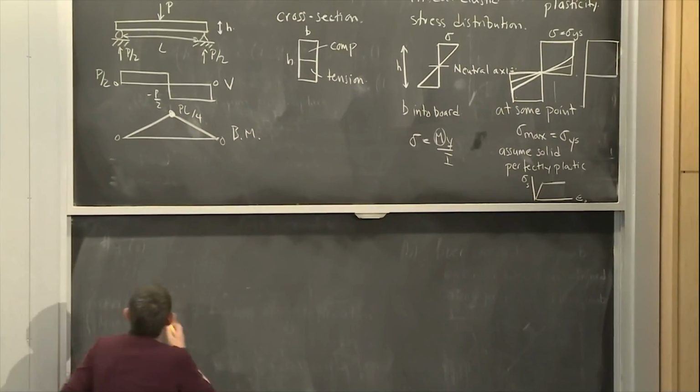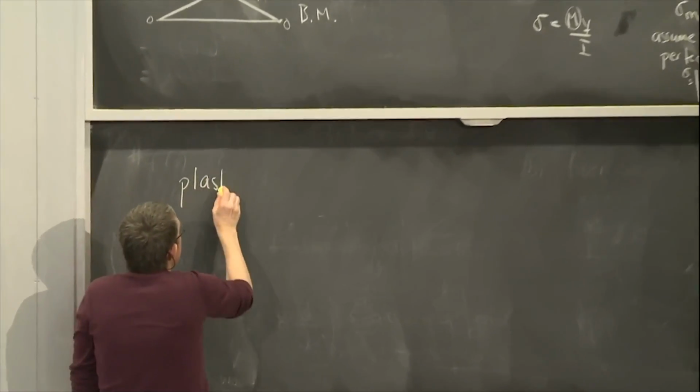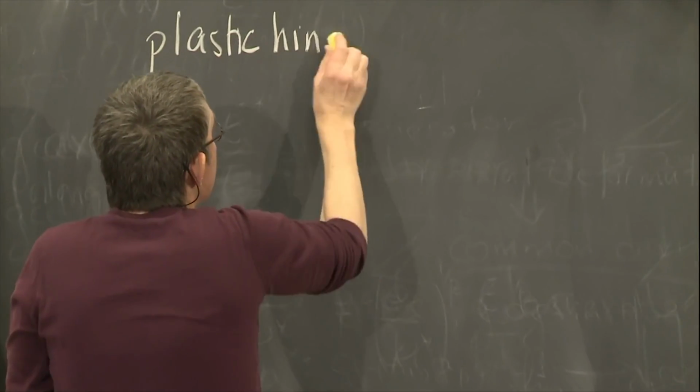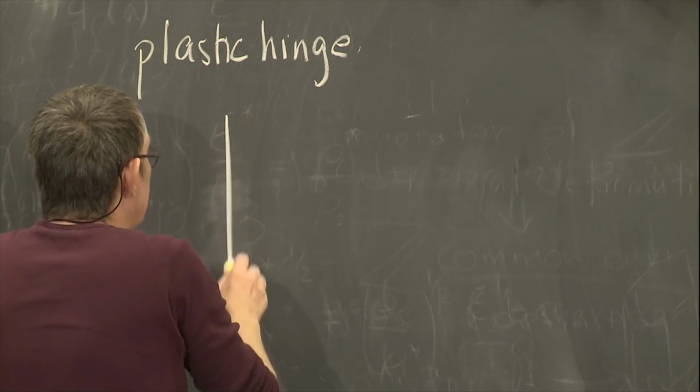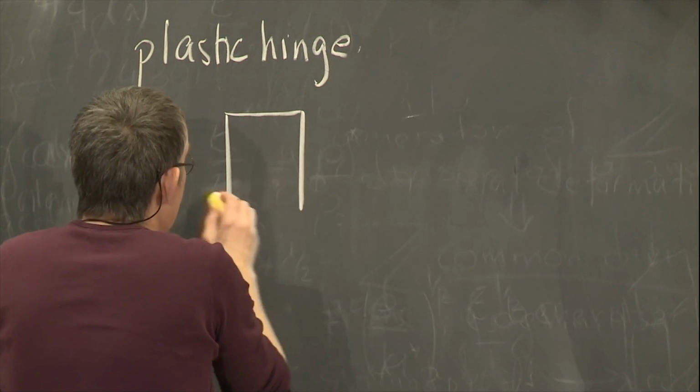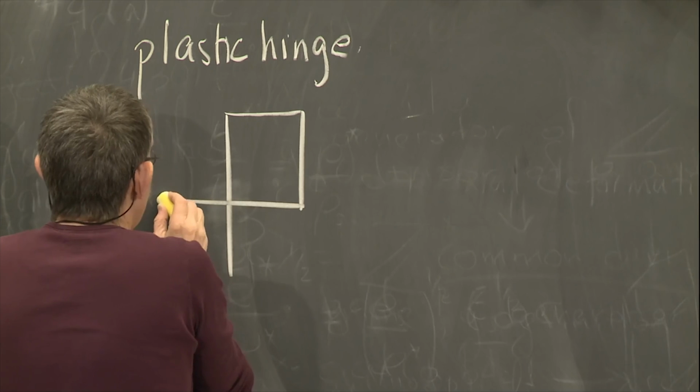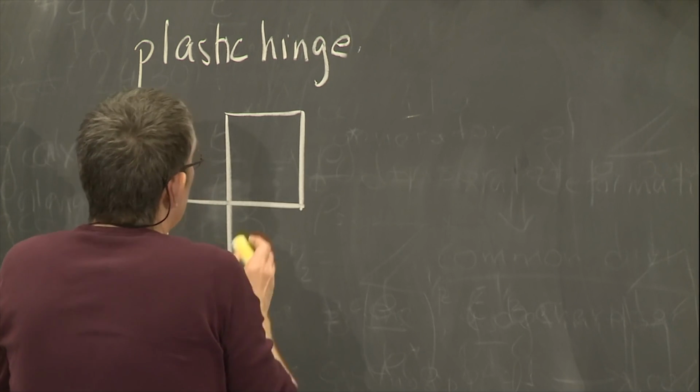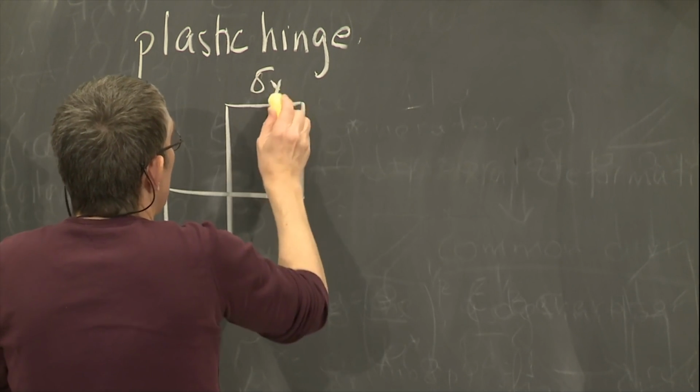So that's when it forms the plastic hinge. So when it forms the plastic hinge, the stress distribution looks like this. Okay, so these are supposed to be the same size, they're not quite.